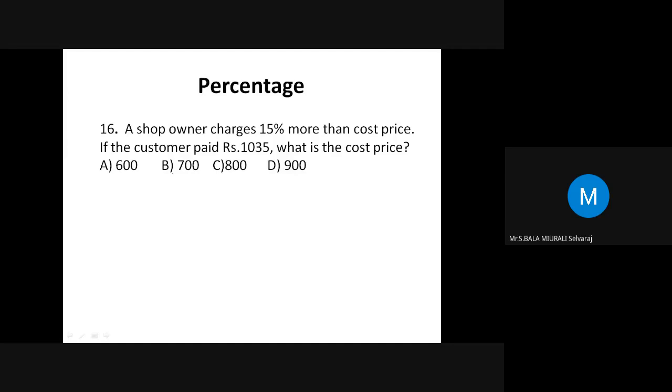Now the customer paid 1035. Is it a cost price or selling price? Selling price. It means cost price plus profit, correct? Yes, sir. So this 1035 is a combination of cost price 100% plus what is profit? 15%. What is the cost price? We need to find it. Okay, now find it out. 1035 divided by 115 into 100.